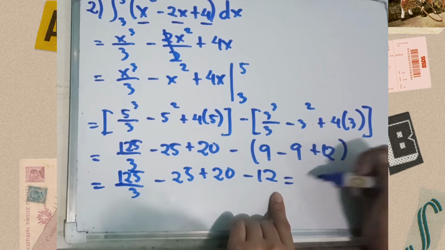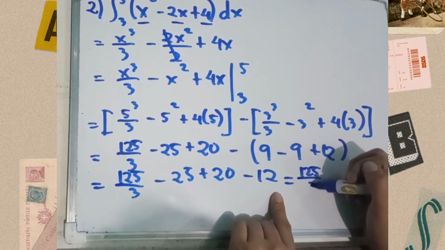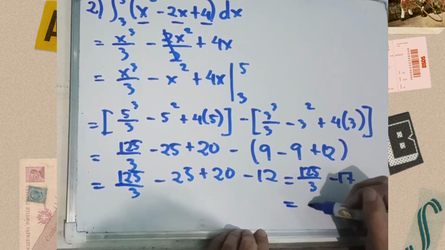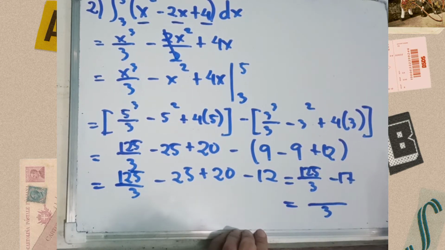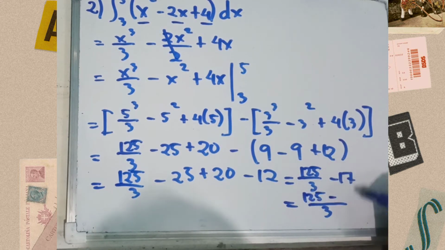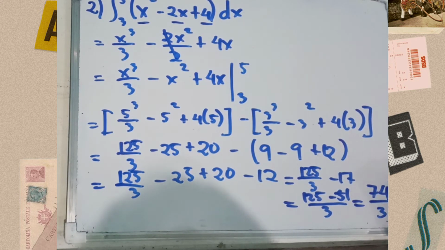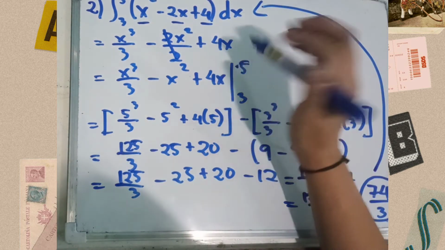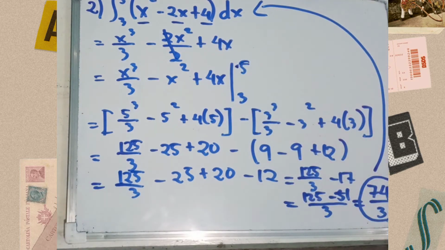So that is 125 over 3 minus 17, and subtracting, that's 125 minus 17 times 3, that is 51. So we will have 74 over 3. So that is the integral of this function from 3 to 5.